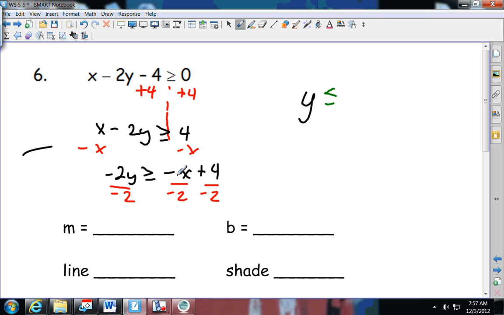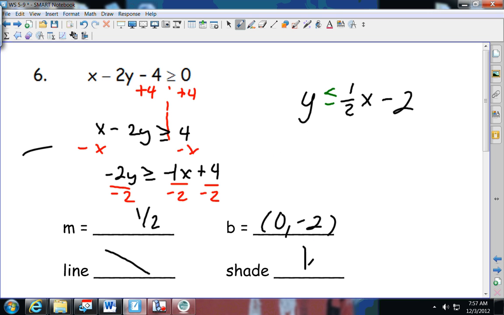This right here, this messes some people up. First off, a negative divided by negative is a positive. X divided by 2, there's like a 1 in front of it, so this is 1 half x. 4 divided by negative 2 is negative 2. Now, this is what we're looking at to graph. My slope is going to be 1 half. My y-intercept is 0, negative 2. The line is solid because of the equal to bar, but the shading is below.